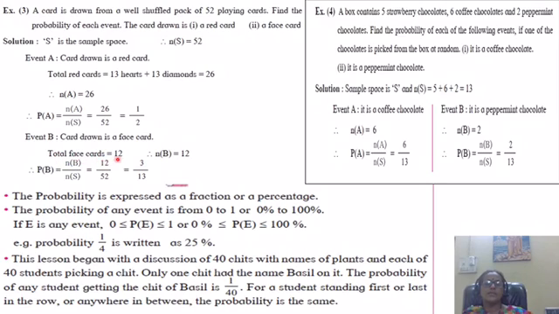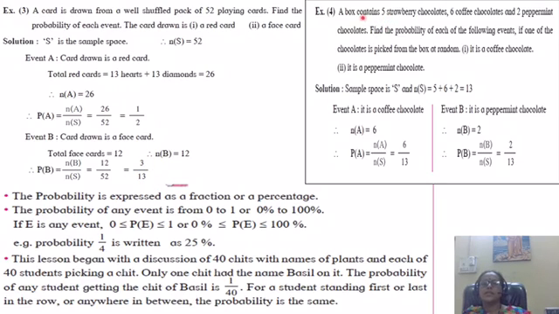The card drawn is a face card. Total face cards are 12. You have 4 sets, and in each set you have 3 face cards: king, queen and jack. So here it is 12. So N of B is 12. Face cards are 12, N of S is 52, the total cards. Reduce it to the lowest term. So 3 by 13 is the probability.